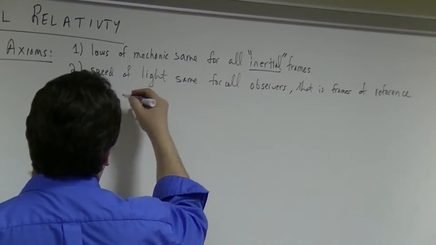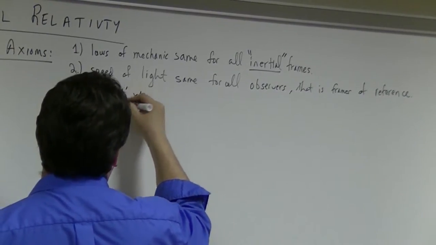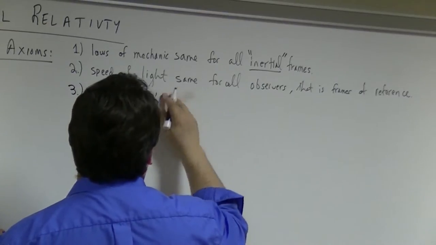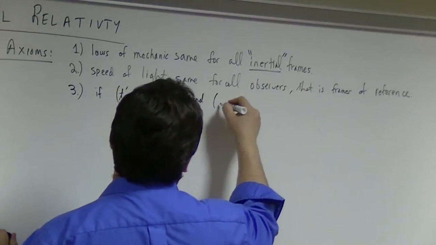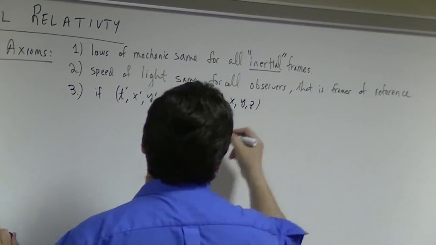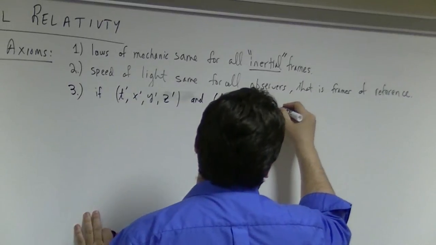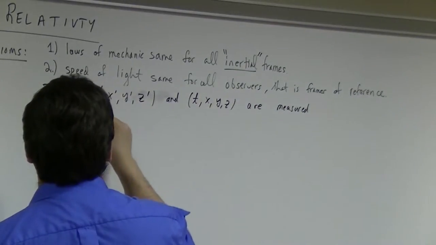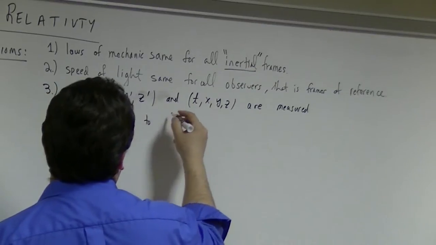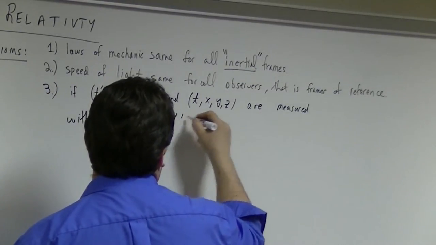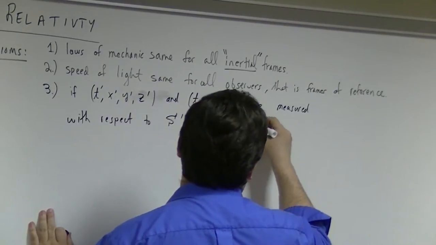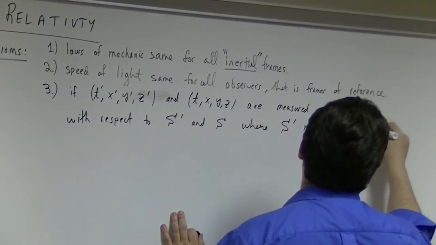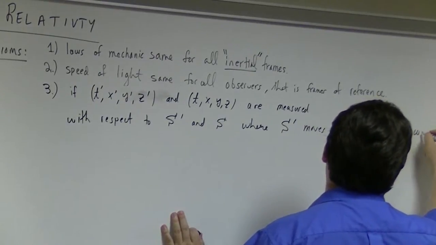If, let's say, t prime, x prime, y prime, z prime, and t, x, y, z are measured with respect to, let's say, S prime and S, where S prime moves with speed v with respect to S.